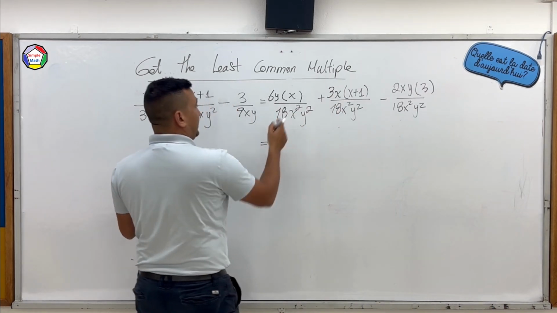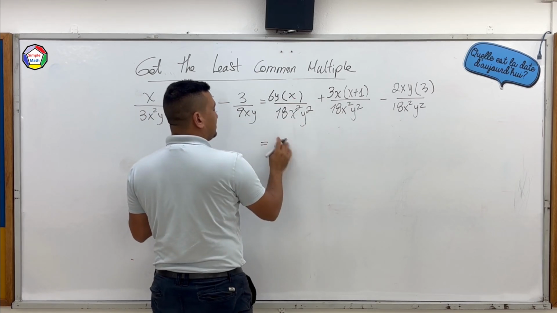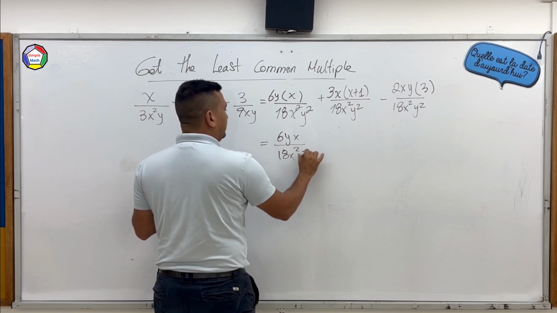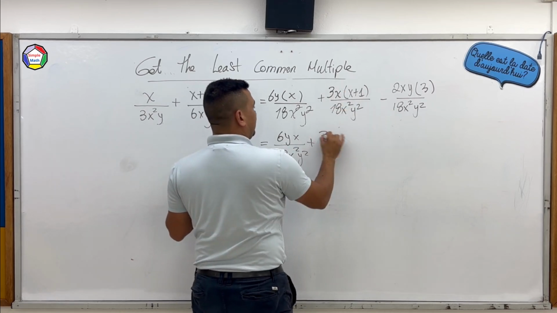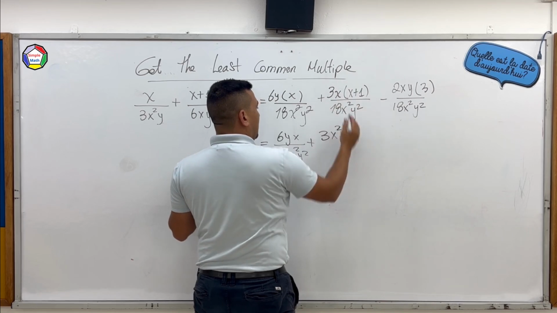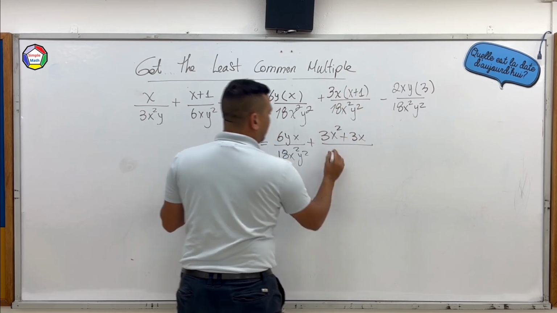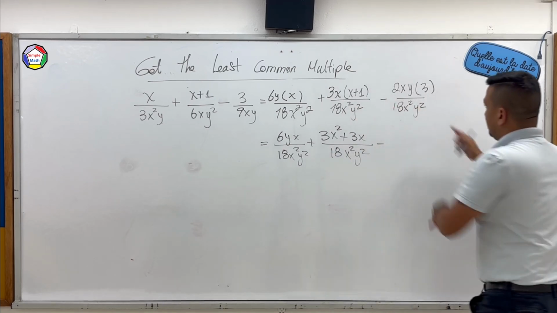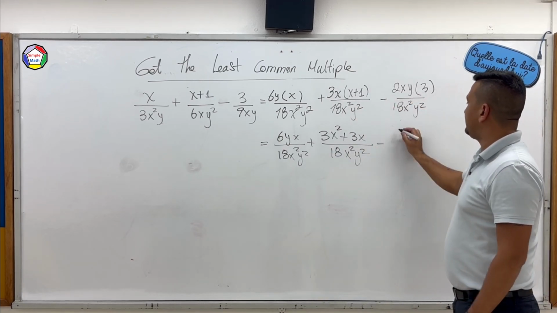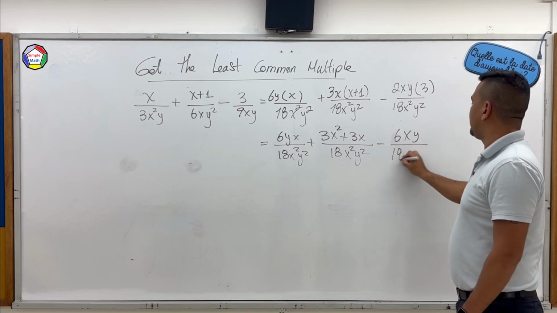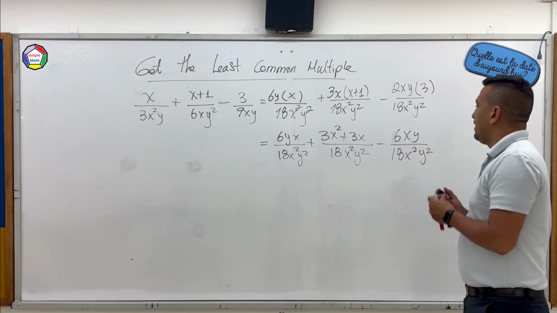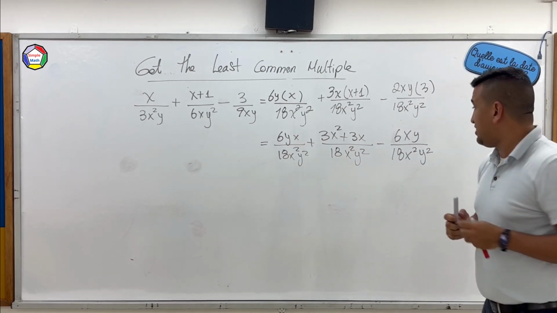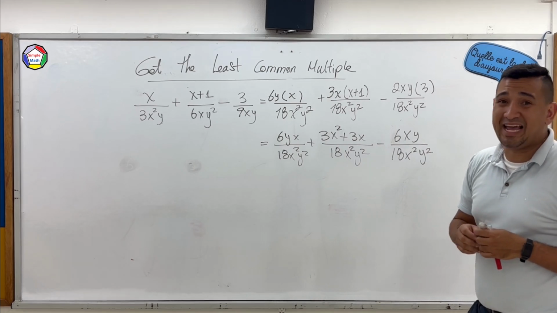So this is equal to 6y times x, which is 6yx, over 18x squared y squared, plus, by the distributive property, 3x squared plus 3x over the same x squared y squared, minus, multiplying this, 2 times 3 is 6xy over the least common denominator. When you have the same denominator, you can join the numerators and just write the same denominator once. That's what we call like fractions, okay?